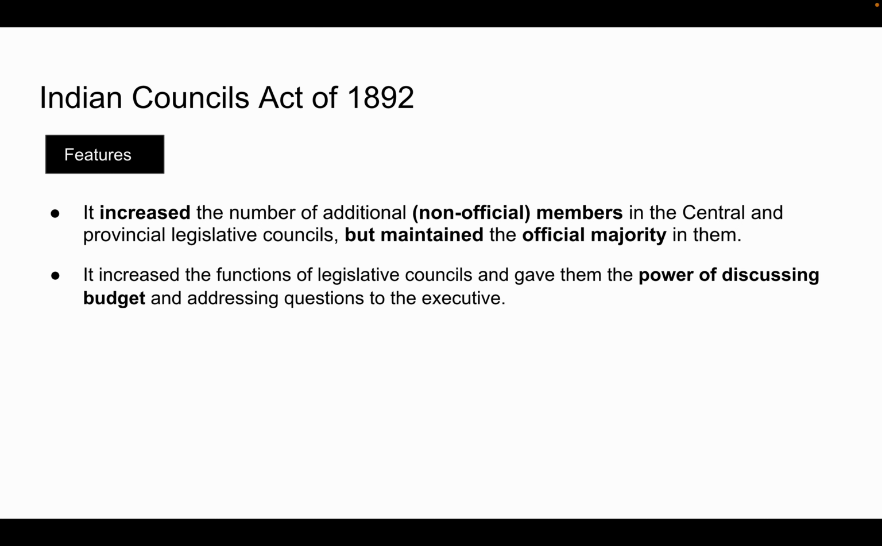The second feature was that this act also increased the functions of legislative councils and gave them the power of discussing the budget and addressing questions to the executive. And now remember, the concept of budget was introduced by the Britishers in the year 1860.